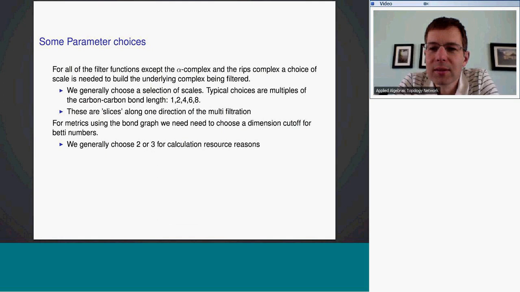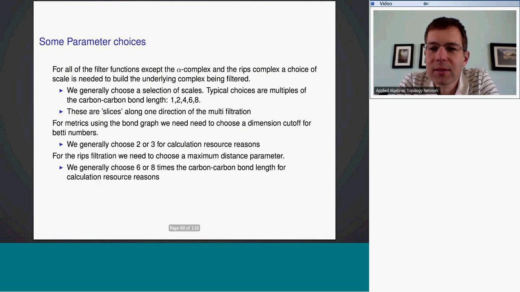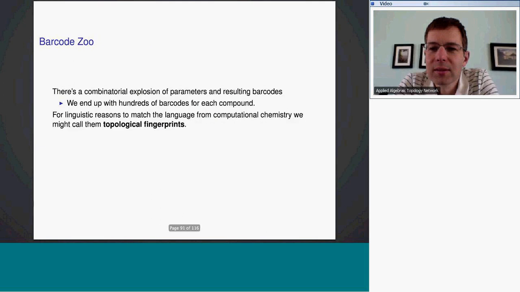Use a dimensional cutoff, so I choose 2 or 3 for computational resource reasons. And for the Rips filtration, we'll need to go up to a maximal distance parameter. I could just go up to the maximal distance appearing in a compound, but for a larger compound that turns out to be computationally intensive. So I just go up to something like 6 or 8 times the carbon-carbon bond length, and call it a day for the Rips filtration. Okay, parameters. So we end up with hundreds of barcodes for each compound. This is unfortunate, but that's where we are.